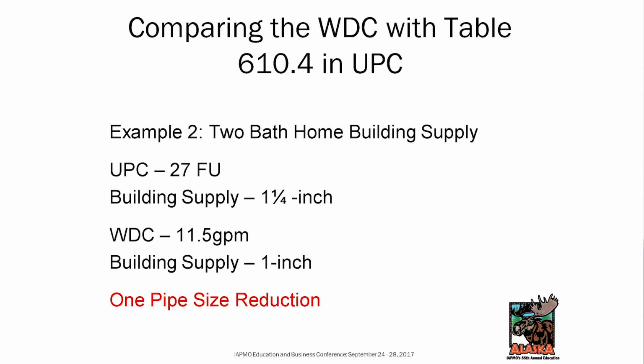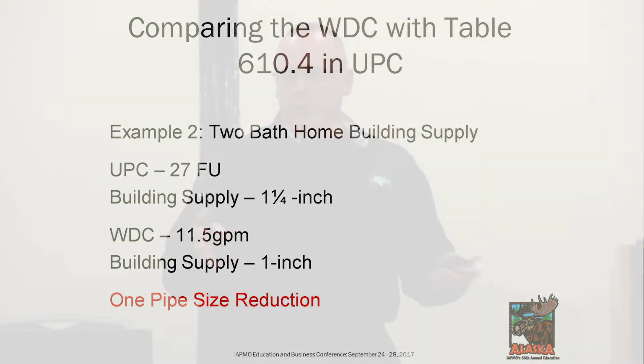In example number 2, where we saw the PEX system with the 2-bath home, the UPC would estimate 27 gallons per minute, building supply of 1.25 inches. The water demand calculator estimated 11.5 gallons per minute, a building supply of 1 inch, again, 1 pipe size reduction. And again, these are small single-family dwellings, but when you have a whole subdivision and you're adding up, it can be substantial.